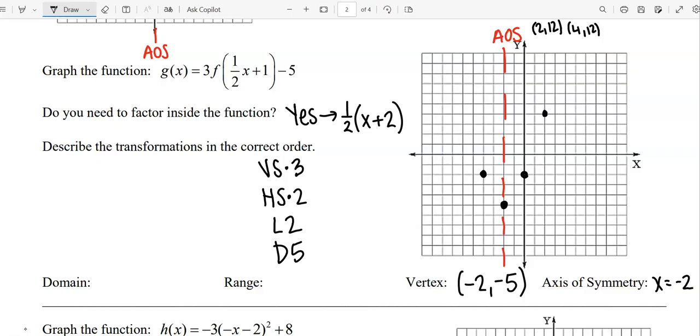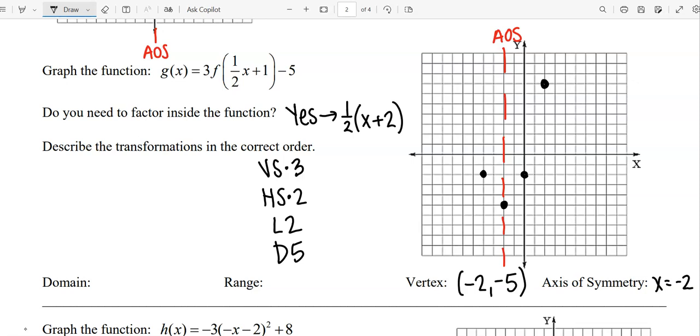I'm putting it kind of in the location it would be. If I take 4, 12 and I move it left 2, where's it going? Back to 2, 12. And then if I move down 5, where's that going? 2, 7. So out 2, up 7. That's our new point. If my point goes off my graph, I will write down the ordered pairs so I can keep track of where I'm at.